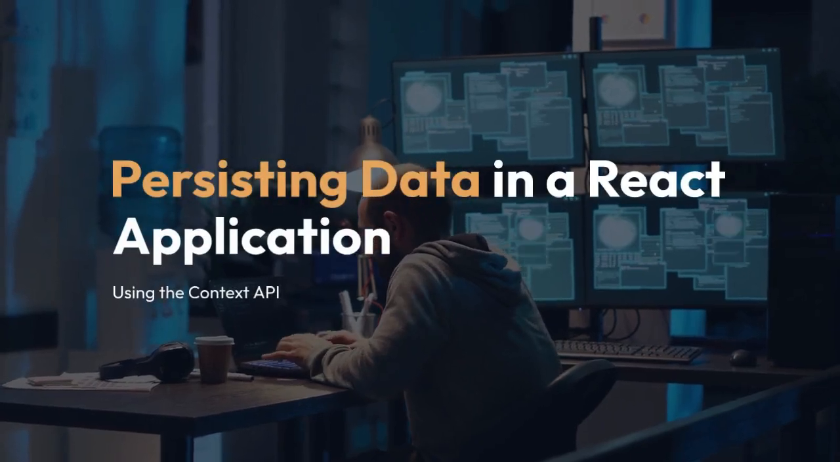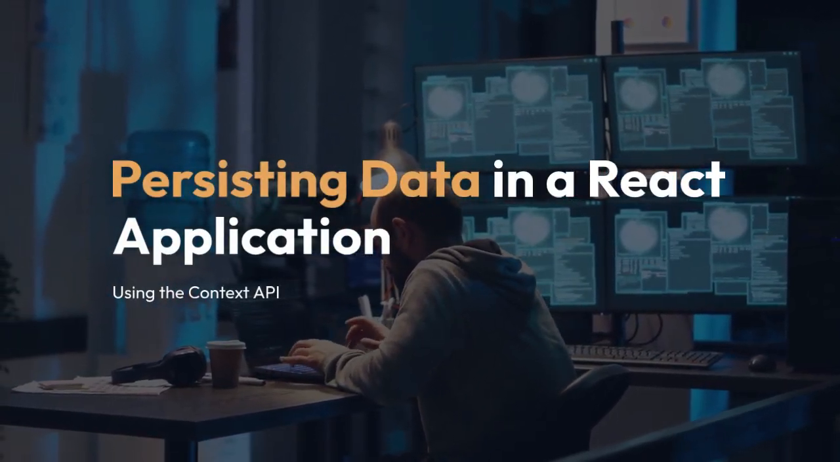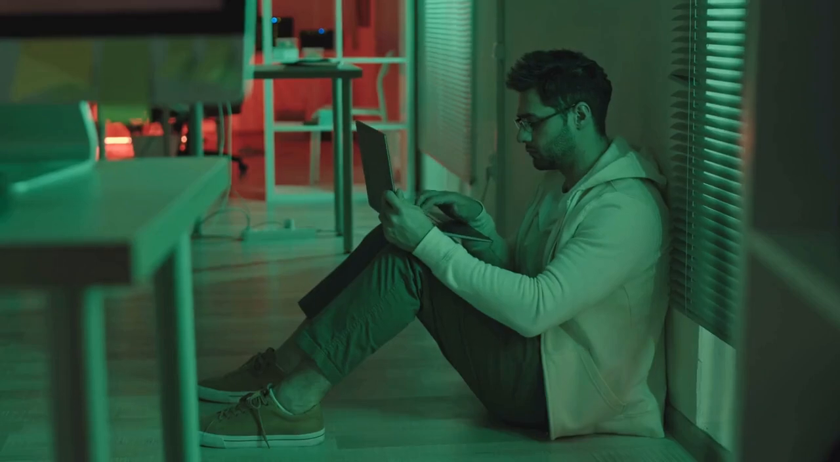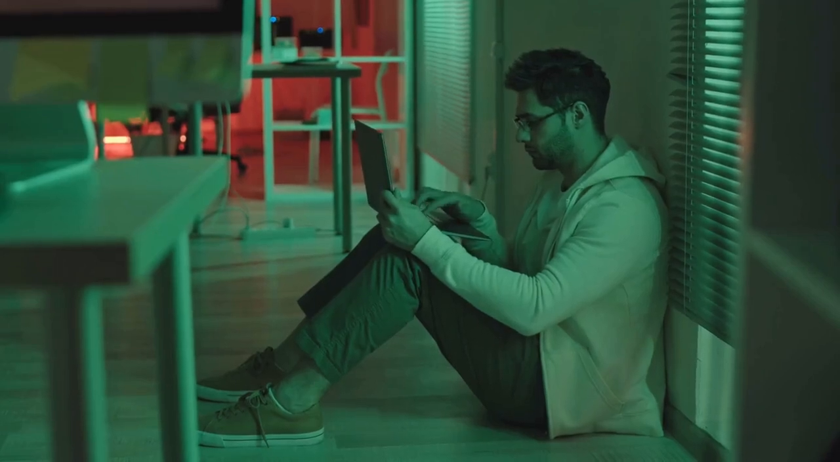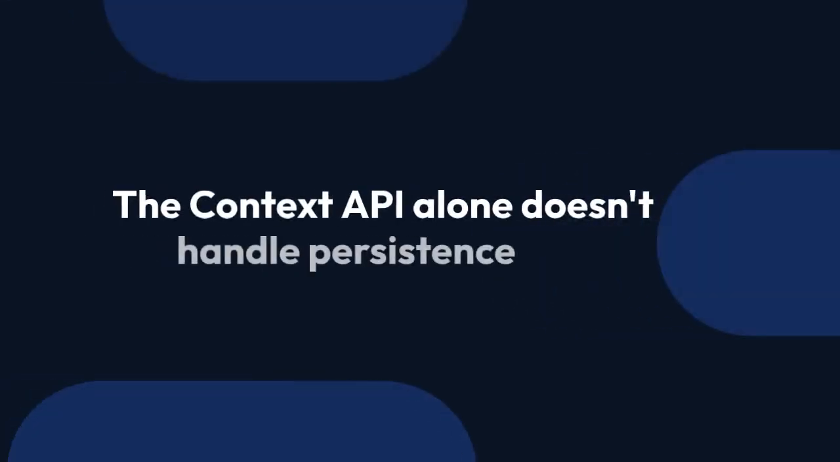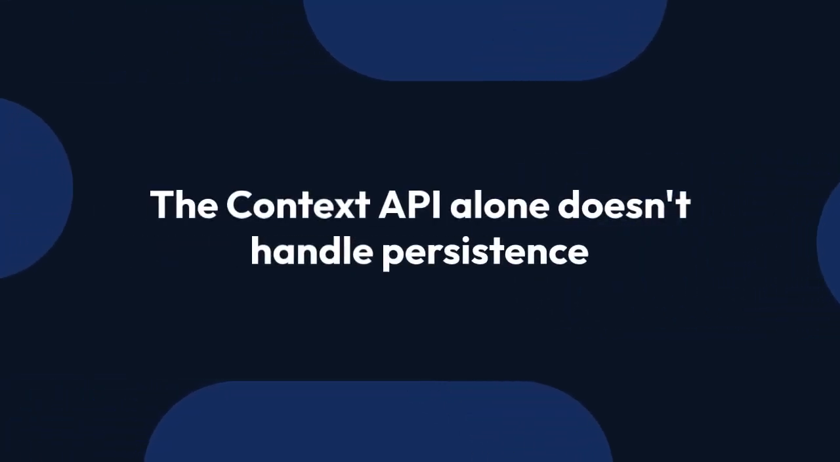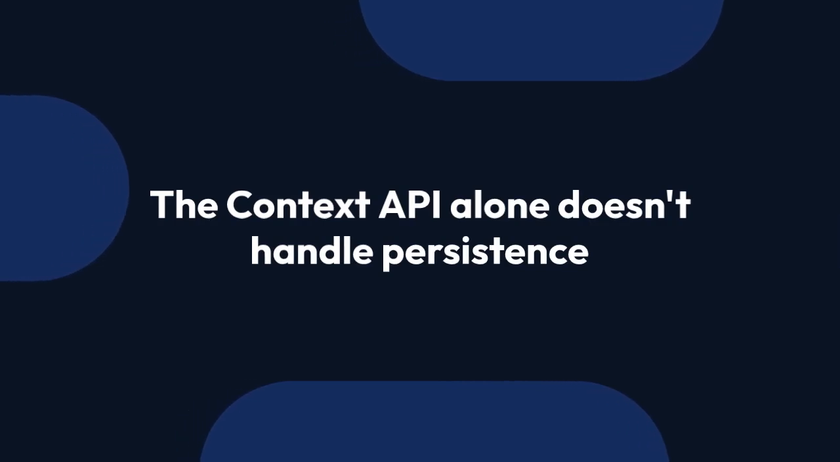We're diving into persisting data in a React application even after a page refresh, using the Context API. This is crucial for maintaining user state, preferences, or any data that shouldn't be lost when the page reloads. The Context API alone doesn't handle persistence. It's just a way to manage and make data accessible throughout your app.